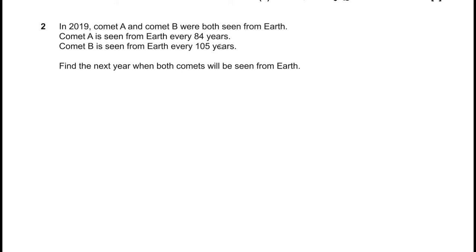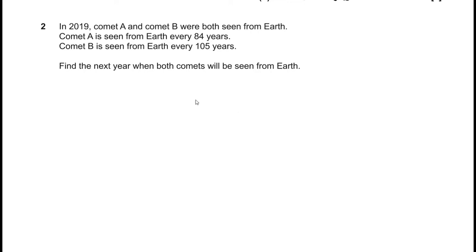Question number 2. In 2019, Comet A and Comet B were both seen from Earth. Comet A is seen from Earth every 84 years. Comet B is seen from Earth every 105 years. We have to find the next year when both comets will be seen from Earth. Well, what we need to do here is find the lowest common multiple of 84 and 105.